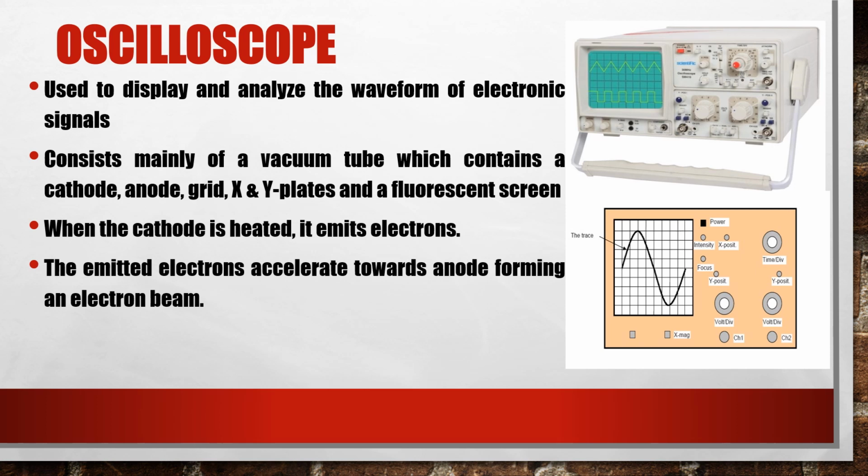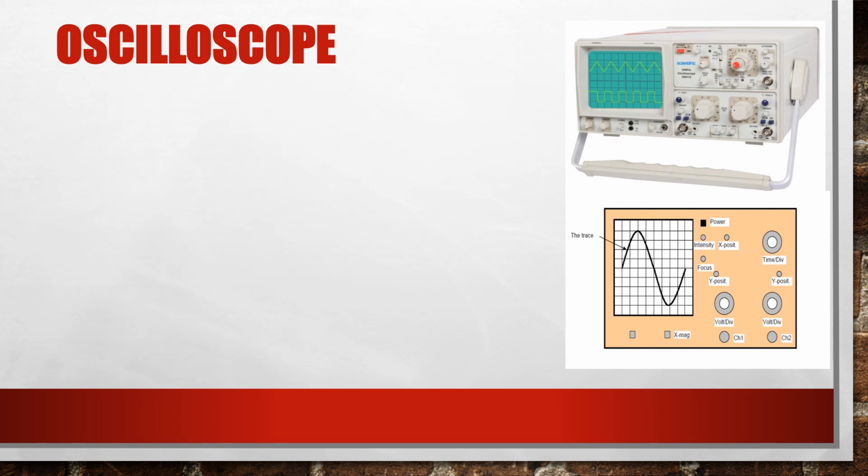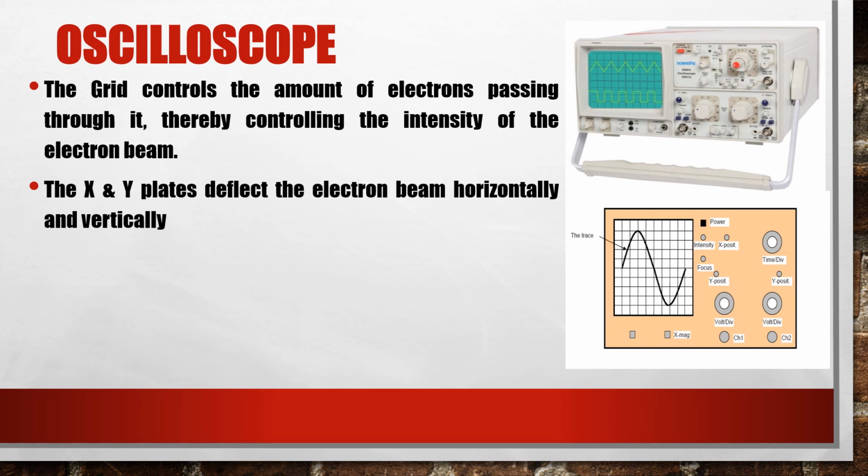When the fast electron beam strikes the fluorescent screen, a bright visible spot is produced. The grid, which is situated between the electrodes, controls the amount of electrons passing through it, thereby controlling the intensity of the electron beam. The X and Y plates are responsible for deflecting the electron beam horizontally and vertically.